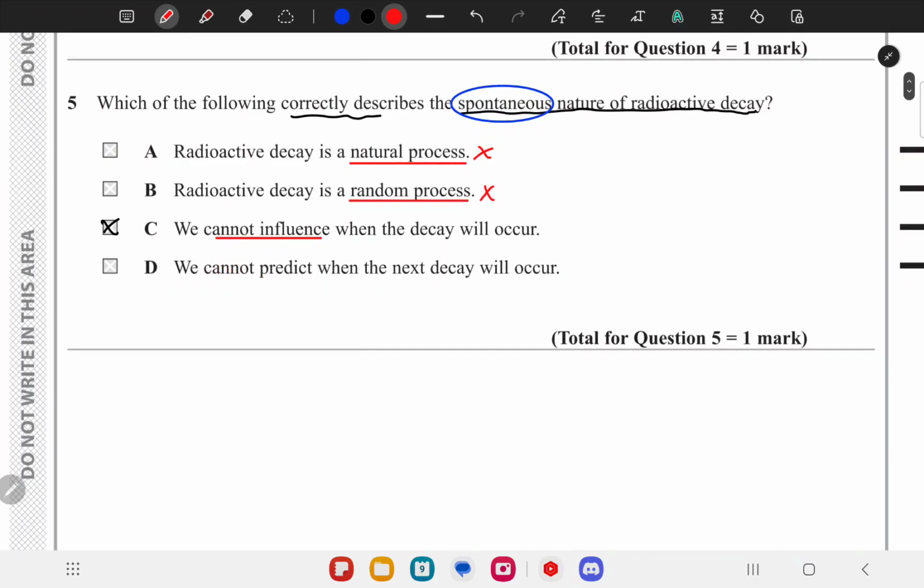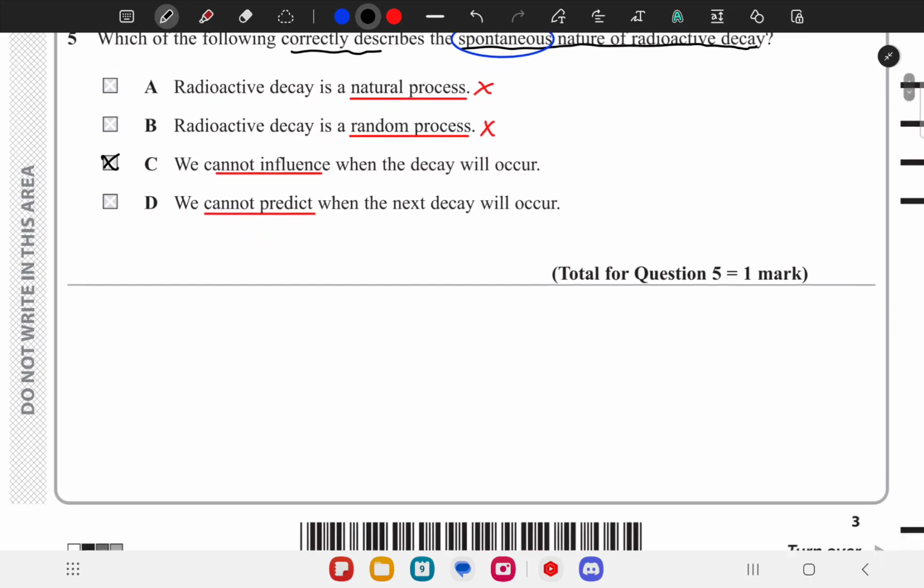Now option D says we cannot predict. In a lot of cases we can predict the decay rate. We can also plot functions. We know the half-lives of radioactive elements, so we know how much they are going to decay and how many of them will decay, but we do not have any control over it whatsoever. The part of us not having control makes it spontaneous.